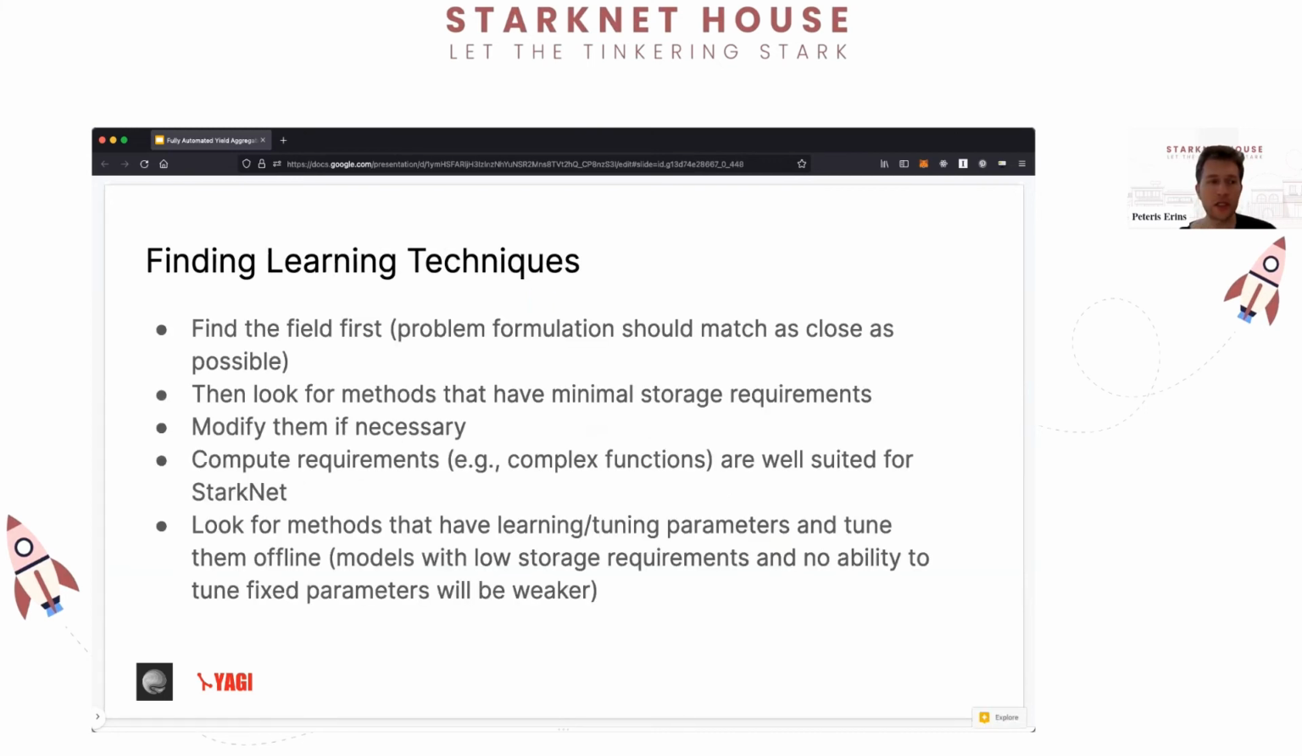So how do you do these learning techniques? I'd say find a field, look for methods that have minimal storage requirements, modify the methods, simplify them. Compute requirements like complex functions are great. StarkNet can tackle them very well, but storage is really expensive. And then also, don't be afraid to look for methods that have these learning tuning parameters and tune them offline. I think this is a very new way of building protocols and one that we should explore a lot more, both in gaming, in DeFi, and many other places.